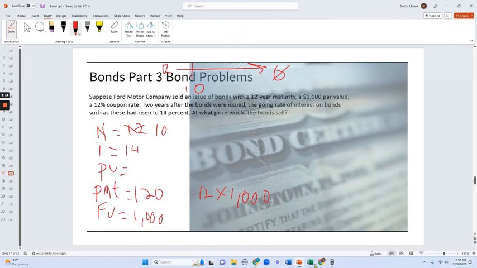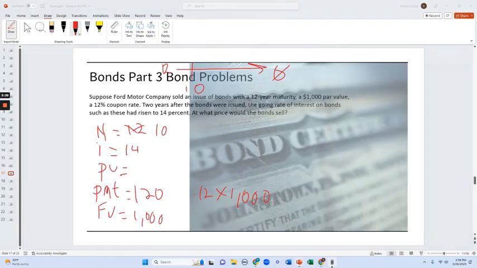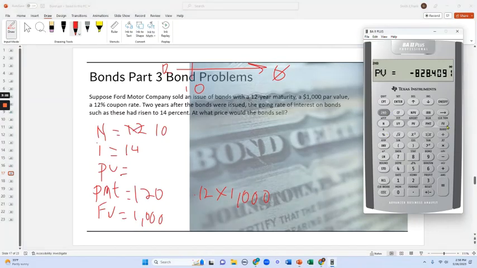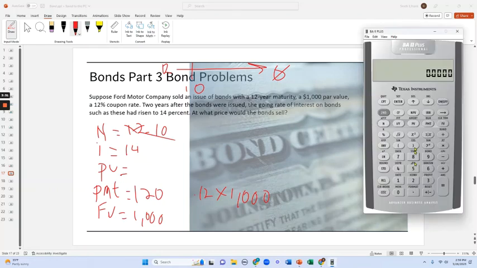So pulling up the calculator again. Oh, sorry, I hit the wrong button. Put up the calculator again. We will clear the calculator out. And we have that the time period has gone from 12 to 10 years, so 10 is the new N, if you will.